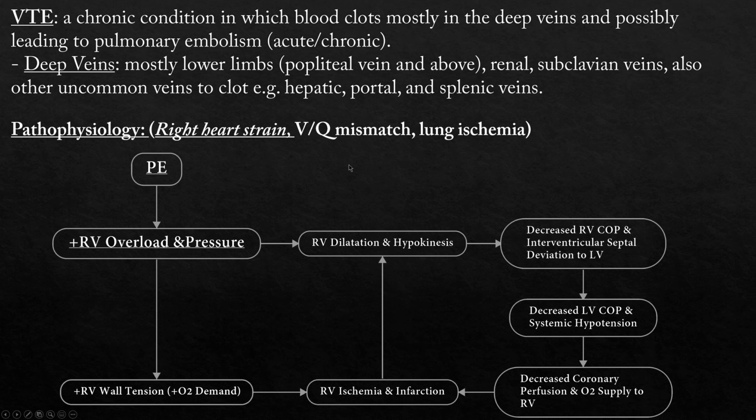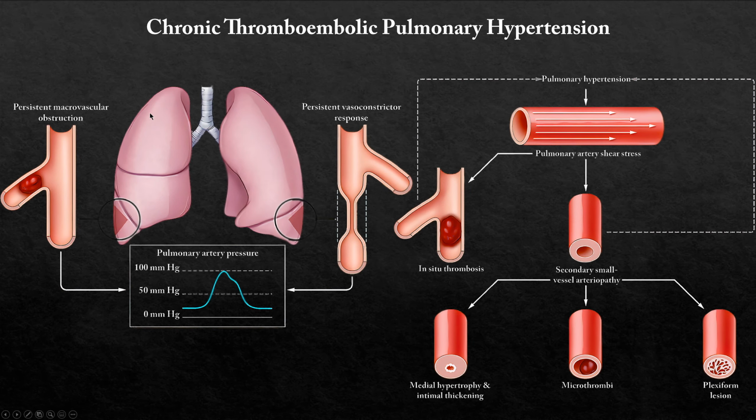Now, to the lung, the main pathology of the lung is the ventilation perfusion mismatch, right? And in some chronic cases can lead to a lung ischemia, all right? Now, chronic thromboembolic pulmonary hypertension. This is a common chronic complication from pulmonary embolism, from chronic pulmonary embolism.